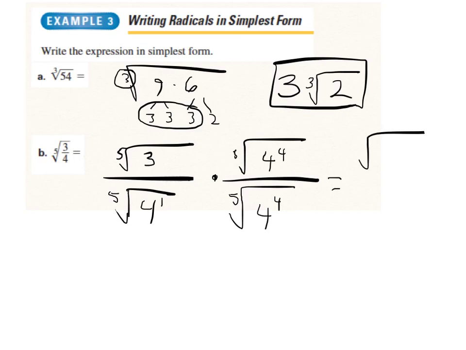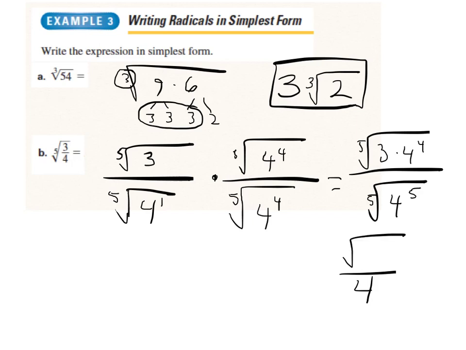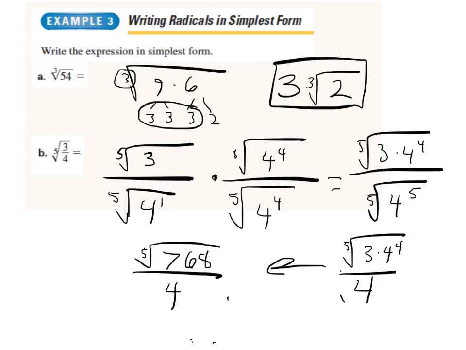So we end up with the fifth root of 3 times 4 to the 4th over the fifth root of 4 to the 5th. Well, the fifth root of 4 to the 5th is just 4. So then we can put 4 on the bottom and put the fifth root of 3 times 4 to the 4th. Which, when we finish up, is the fifth root of 768 over 4. Okay.